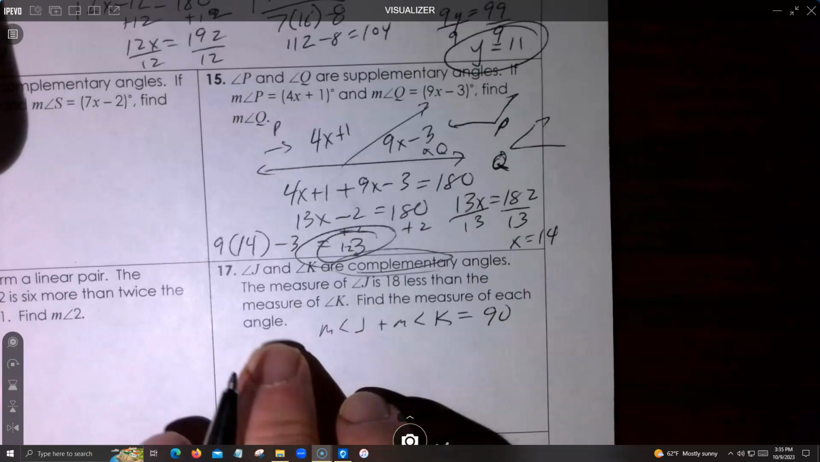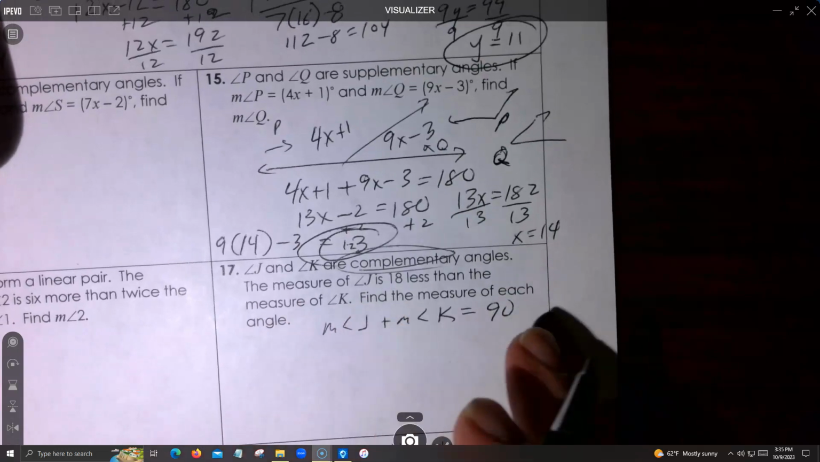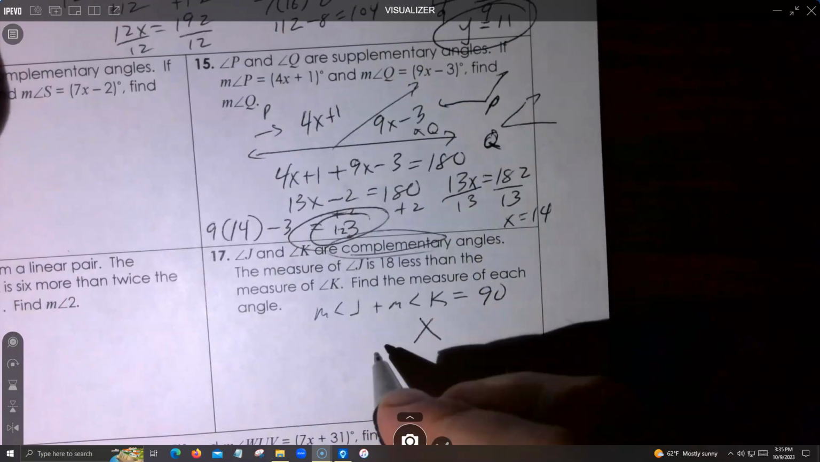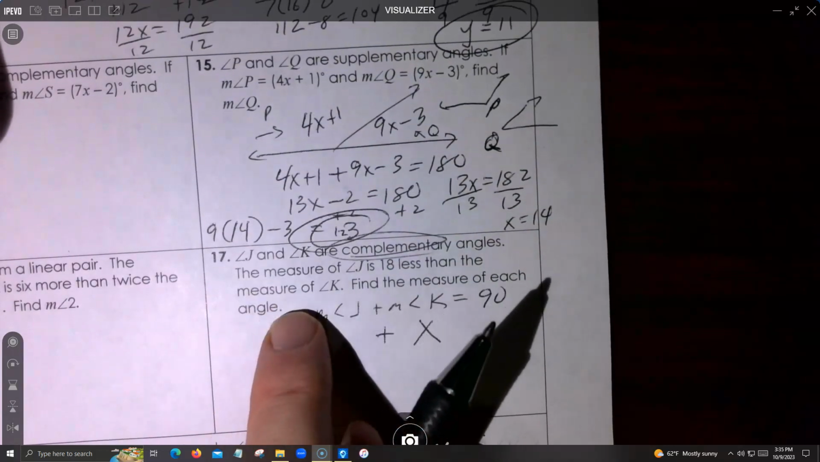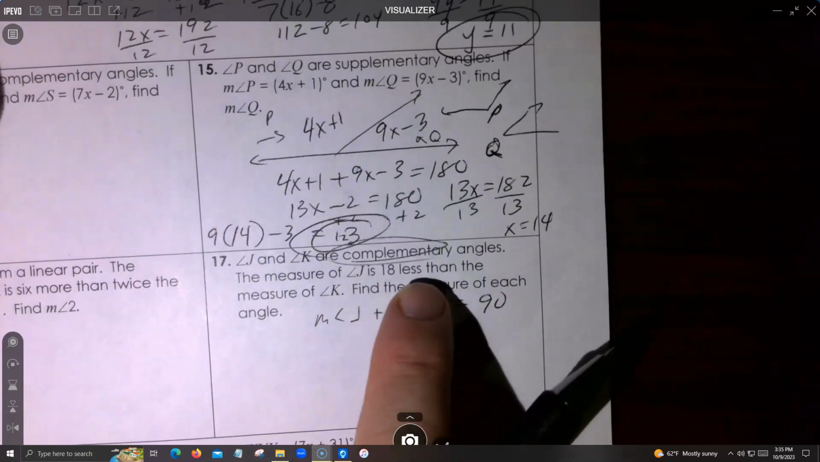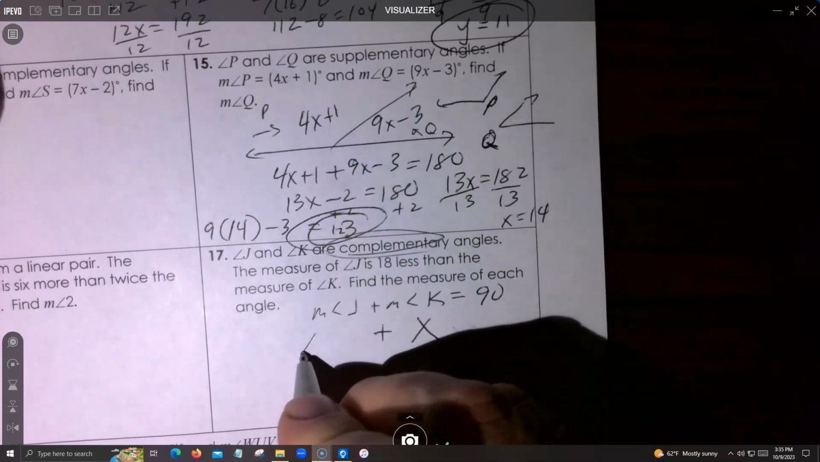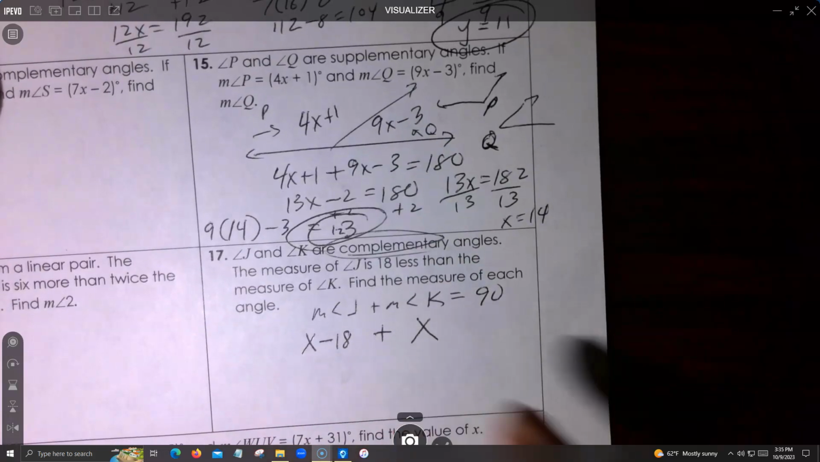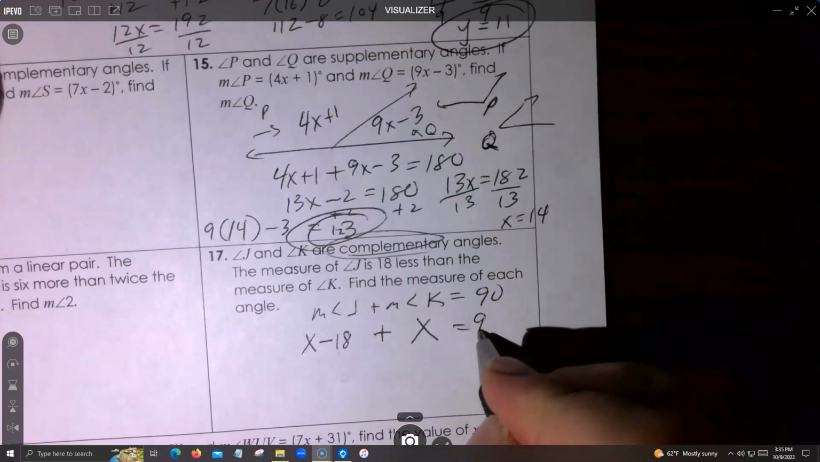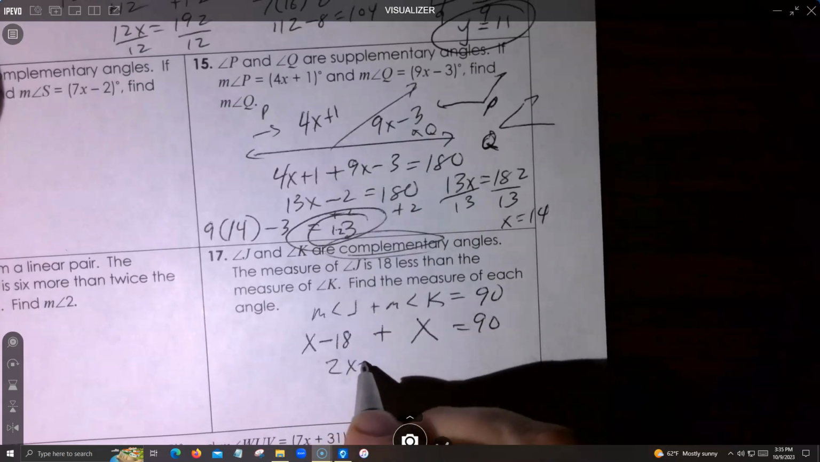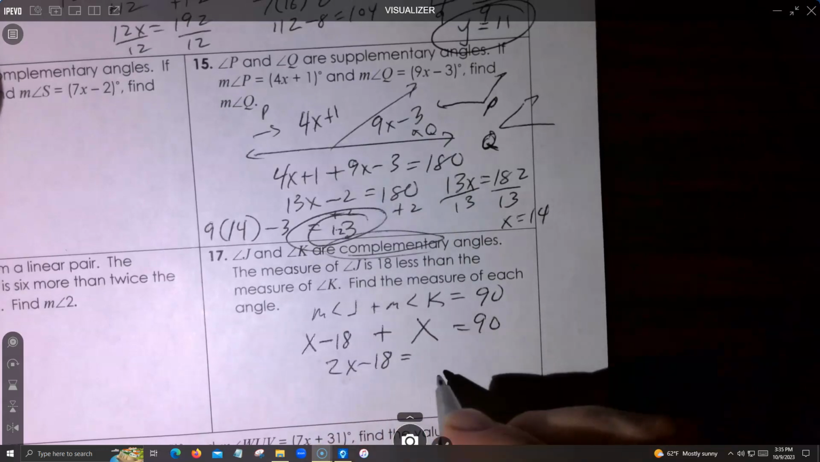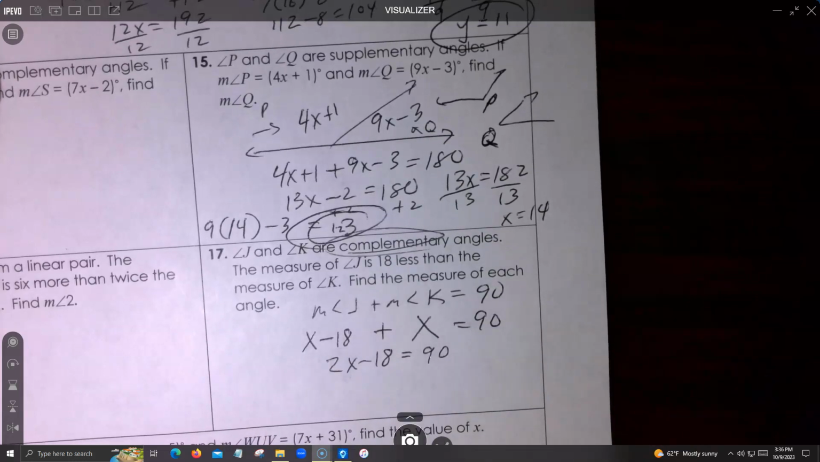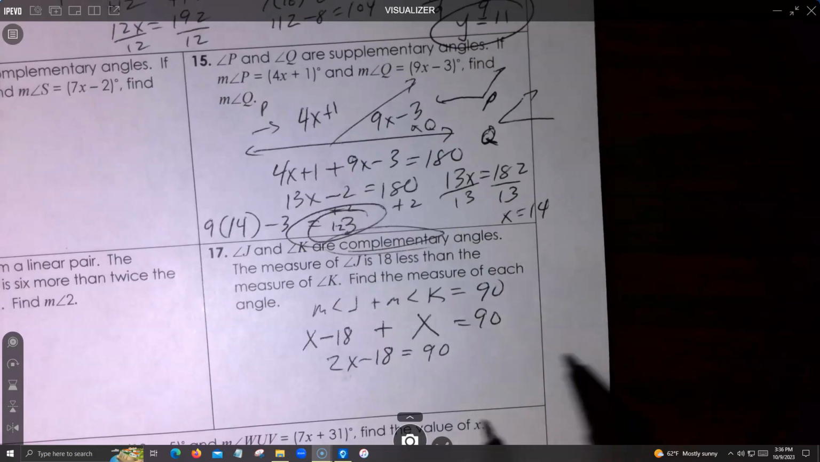All right, so it says here the measure of angle J is 18 less than the measure of angle K. So let's make angle K x. So if that's true, J is 18 less than that. So I'm going to put x minus 18. 18 less than K, and K I made as the letter x. So this one's a pretty tough one because you have to make your own variables. I guess I could have just used the letter K instead of the variable x, but I didn't do it that way.